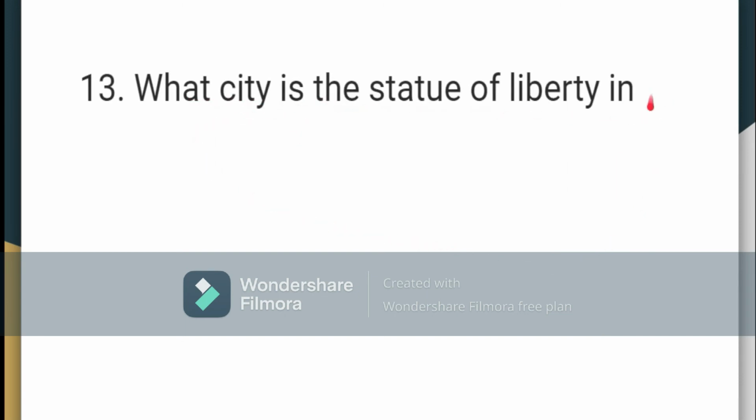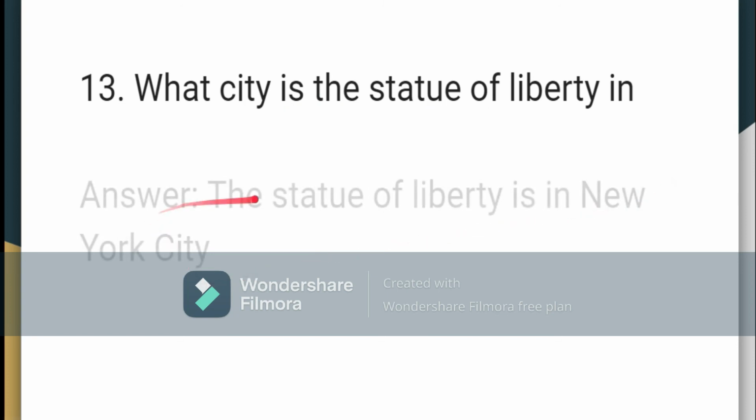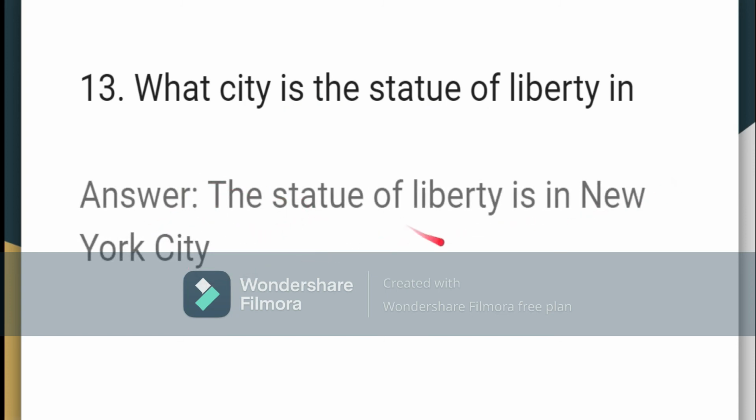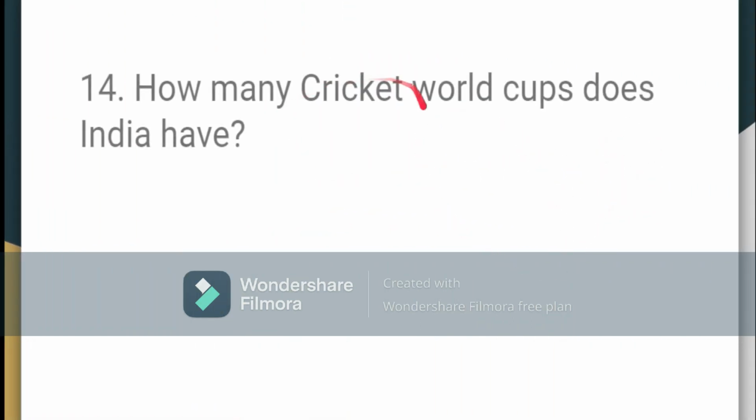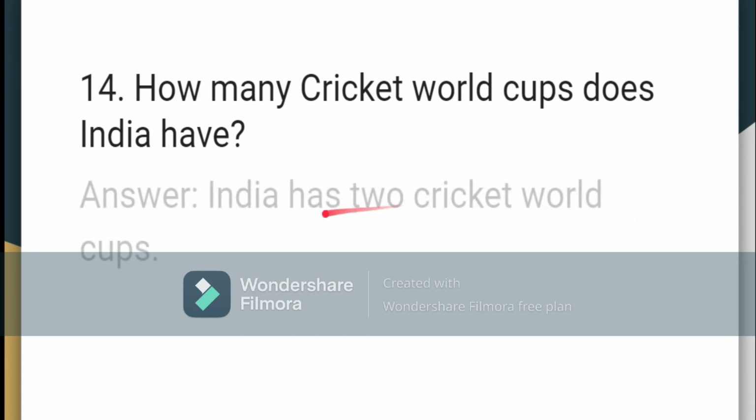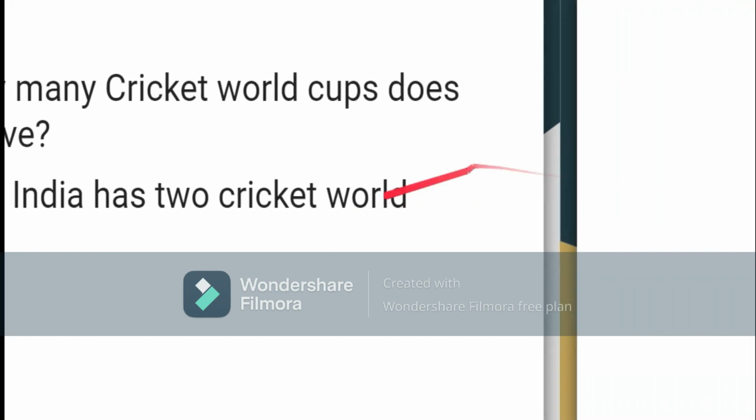What is the city of the Statue of Liberty? The Statue of Liberty is in New York City. How many Cricket World Cups does India have? And the answer is, India has 2 Cricket World Cups.